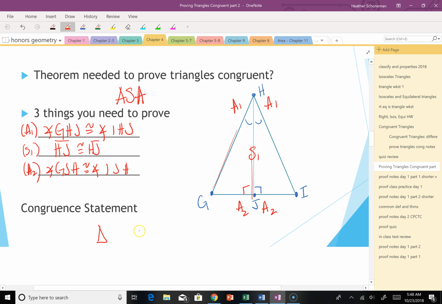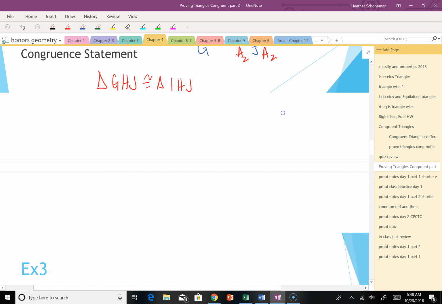Alright, let's write a congruent statement. So I'm going to say triangle GHJ. Well, G has got to match with angle I. Okay. H is at the top. J is your right angle. And it matches up. And again, it doesn't matter what you write for the first 3, but the second 3 have to match.